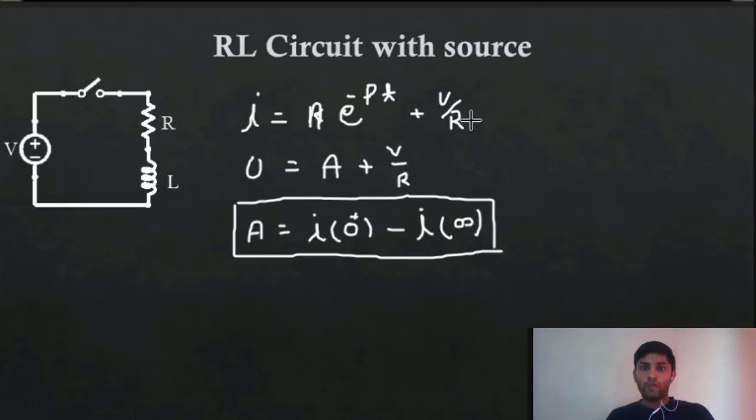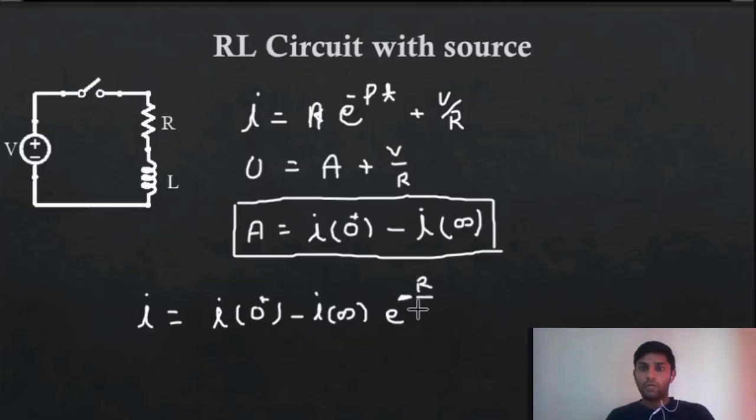Now if you put the value of A over here, you will get i equal to i at 0 plus minus i at infinity, times e raised to minus Pt, and the value of P was R by L. So you can put that value directly, R by L times t, and plus what is V by R? V by R is nothing but i at infinity.